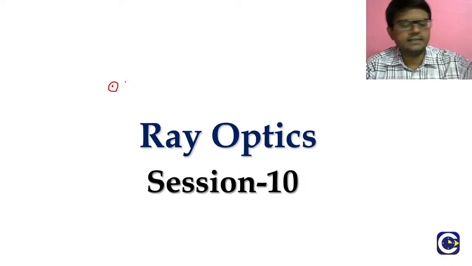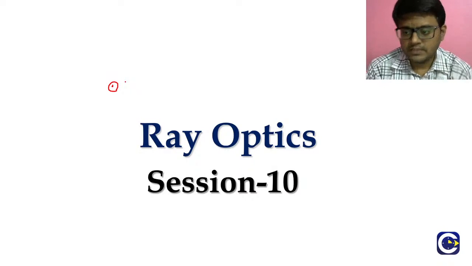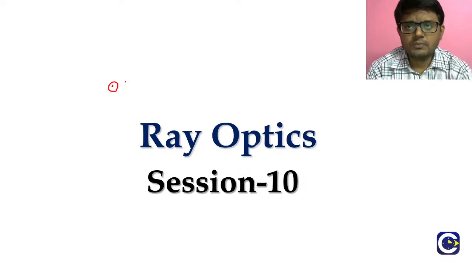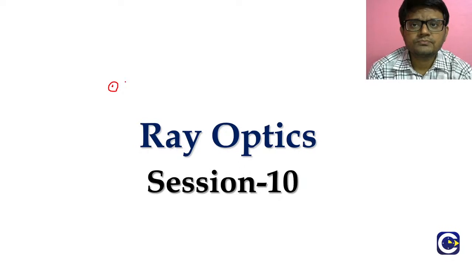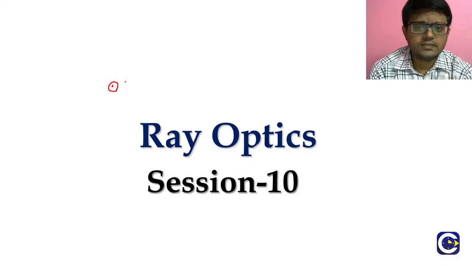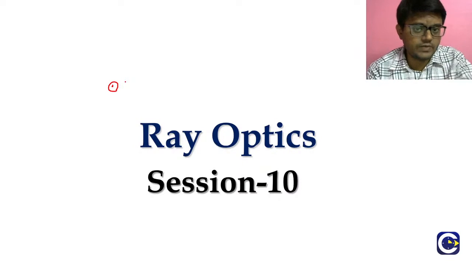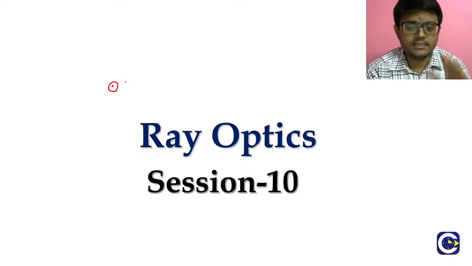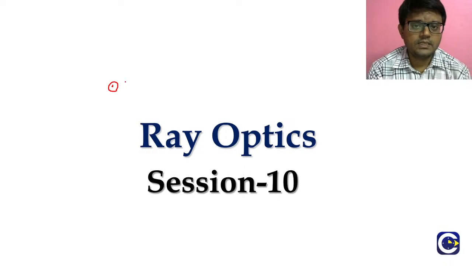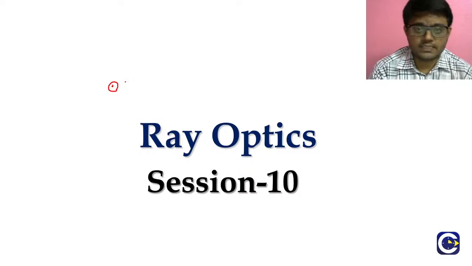So we are in the 10th session of the ray optics part. Probably we'll have, I think, 3 more sessions on this. One session on the lenses. So this session also we are going to discuss the lenses, and we'll have one more session on lens. Then we'll have 2 sessions on the optical instruments. So that will summarize the ray optics part.